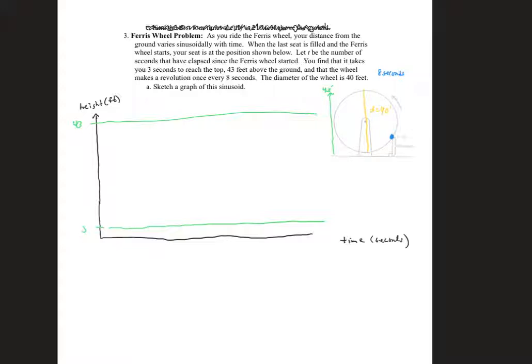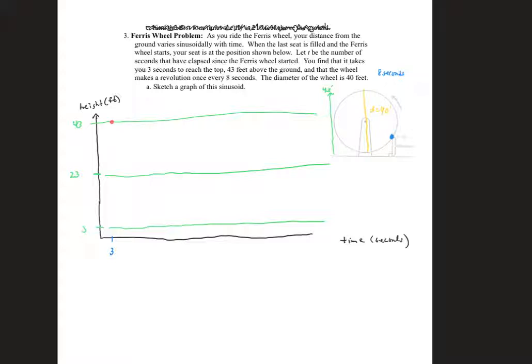We are told that in 3 seconds it's going to reach the top. So at 3 seconds down here, we're going to be at the top of our graph, which is going to be right up there. I think we can see the midline: 43 minus 3 is 40. That's from the top to the bottom. Half of that is 20. So if we go up the 20, that's going to put the midline of our graph at 23.